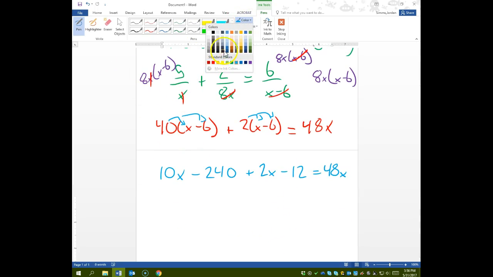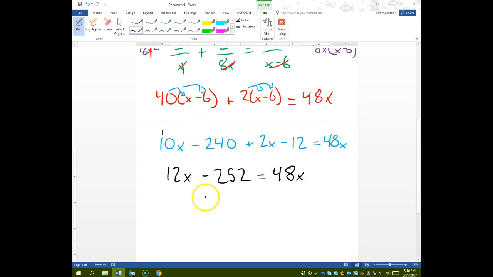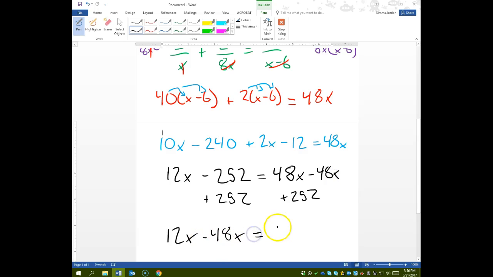We'll get there soon, I promise. Now let's combine some like terms. 40x plus 2x is 42x, minus 240 minus 12, that's minus 252, and that equals 48x. And what we're going to do now is add 252. We're just doing straight algebra. You can skip the rest of the video if you want. I'm also going to subtract 48x to get my x's over. I'll just do it all in 2 steps. Hope that's okay.